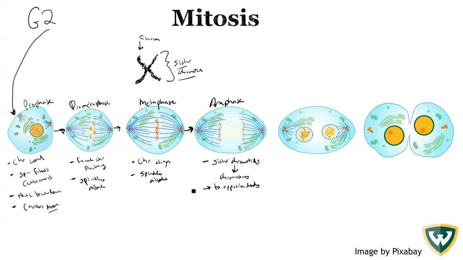And then the spindle fibers also assist in beginning to elongate the cell, which you can kind of see here as well. The cell is actually starting to go from less of a circle, which we saw in prophase, to more of an oval shape here. And that pushes us on to telophase.